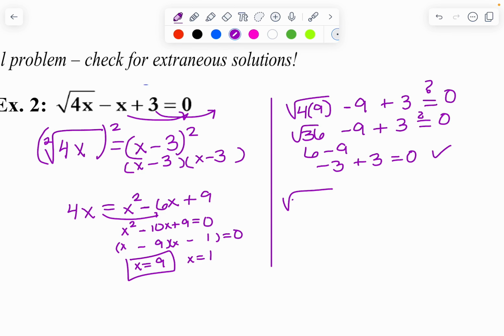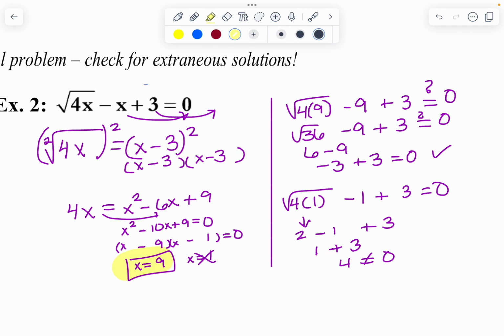So now I have the square root of 4 times 1 minus 1 plus 3. Does that equal 0? The square root of 4, this is 2 minus 1 plus 3. This is going to be 1. Oh, this is 1 plus 3. That actually equals 4. So that does not equal 0. So 1 does not work out. So the only thing that works out in this case is going to be 9.